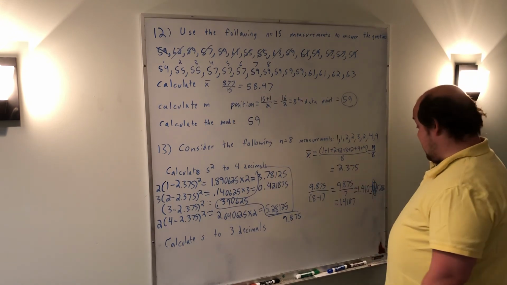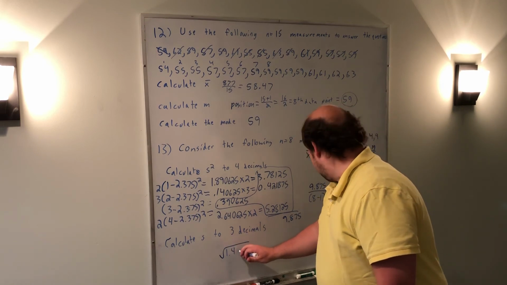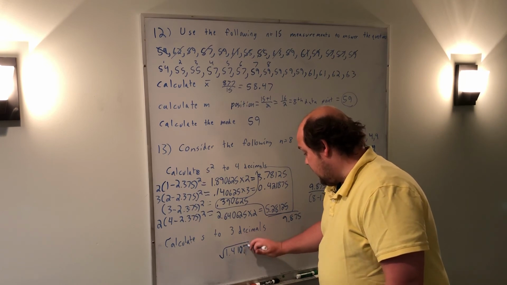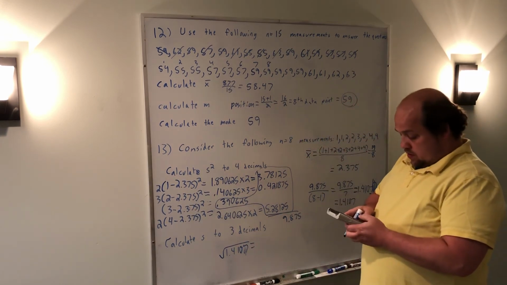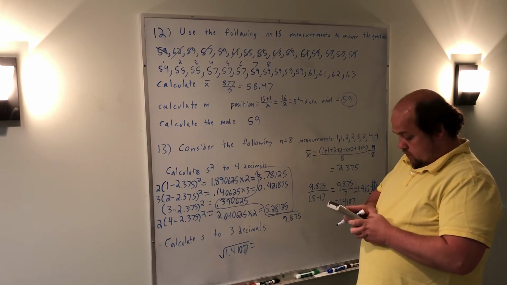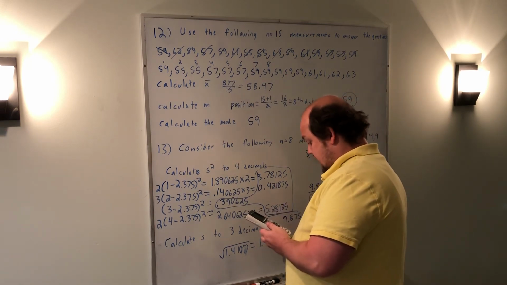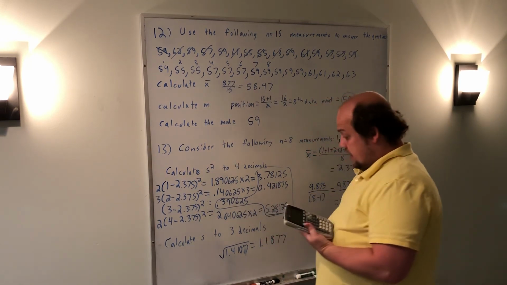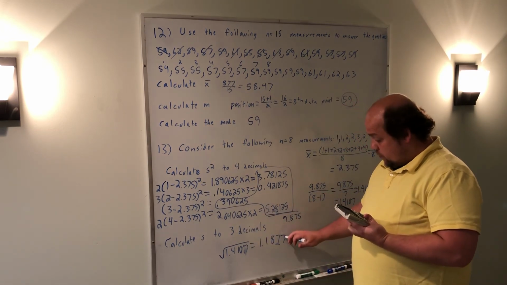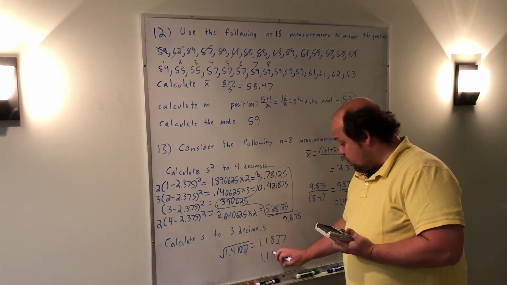When I now am asked to calculate S, I should take the square root of my answer, in this case 1.4107. When I put that into my calculator, the square root of 1.4107, my answer is 1.1877. In this case, it says round to 3 decimals, so we're rounding to this digit. Since what we're dropping is 5 or more, we round up, and we end up with 1.188.